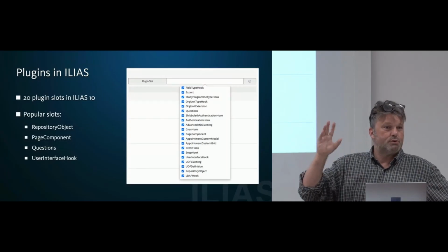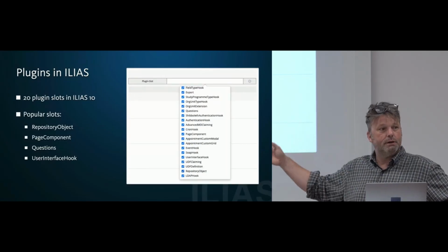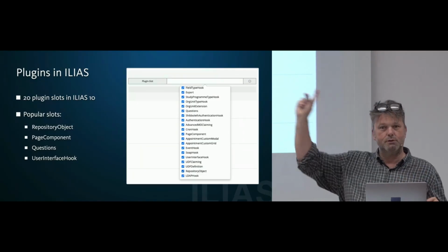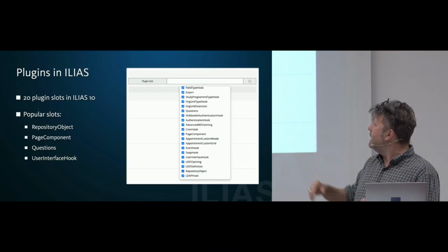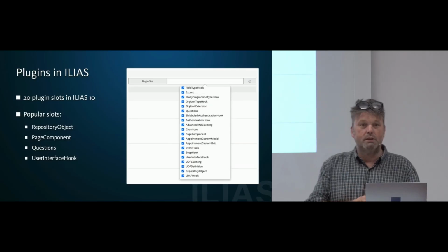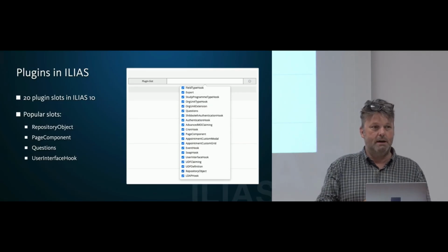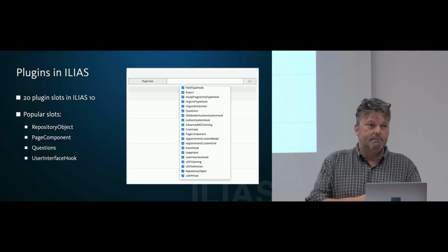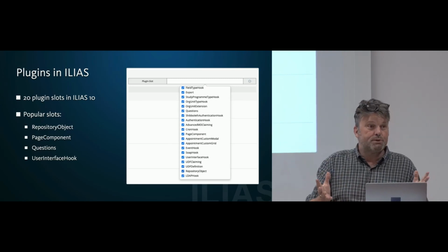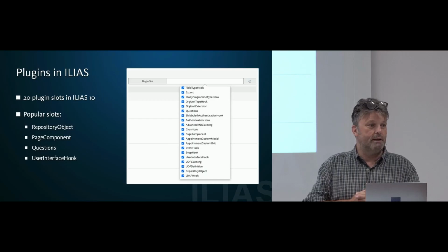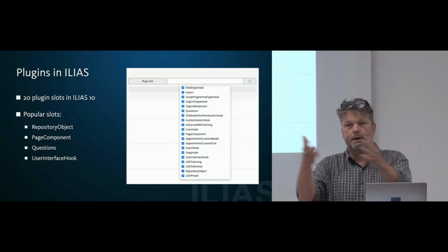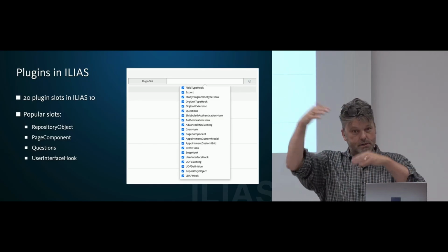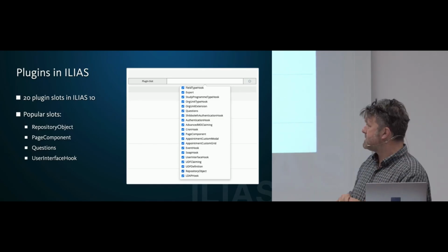It's quite easy to check that by yourself. Just go to the administration of plugins, extending ILIAS, and then you have plugins, and then you go to the filter, and then you see what interfaces are available. Let's say the most popular ones are the repository object slot. This is the one, for example, that allows you to integrate a tool like Etherpad or Big Blue Button and offer it as a repository object in the list of add new objects.